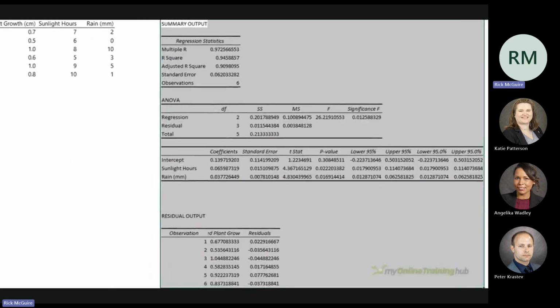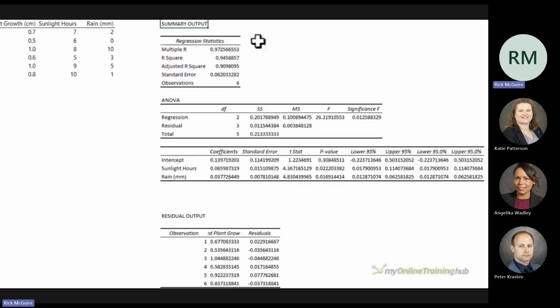Now there's a lot of information here, so I'm going to just cover the key results. The regression statistics measure the strength of the relationship between the variables. R values close to 1 show a strong positive relationship, and R values close to -1 show a strong negative relationship. R values close to 0 show no relationship at all. And we can see from this data that the relationship between the variables is strong. The R-squared value tells us that 94.6% of the growth is as a result of sunlight hours and rain.